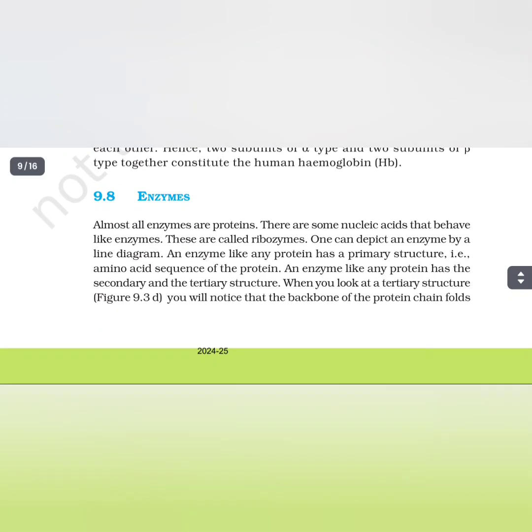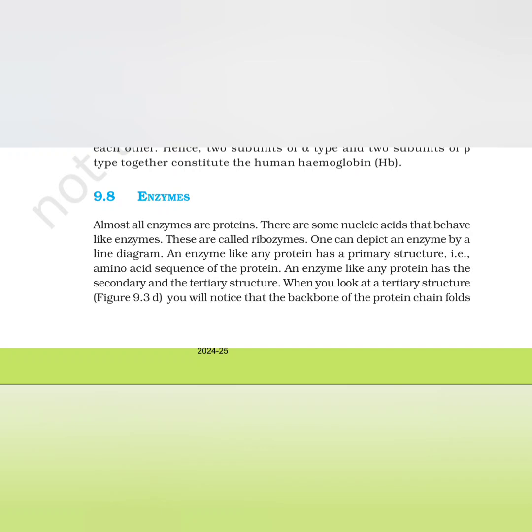Enzymes. Almost all enzymes are proteins. There are some nucleic acids that behave like enzymes. These are called ribozymes. One can depict an enzyme by a line diagram. An enzyme, like any protein, has a primary structure, that is the amino acid sequence of the protein. An enzyme, like any protein, also has the secondary and the tertiary structure.